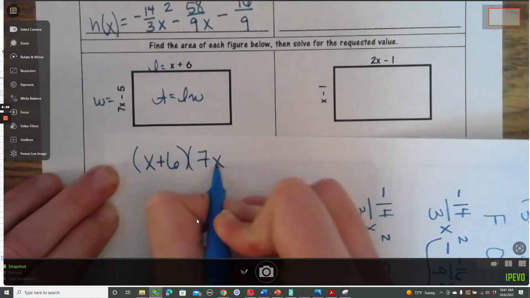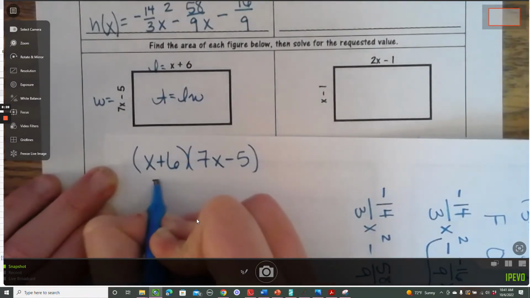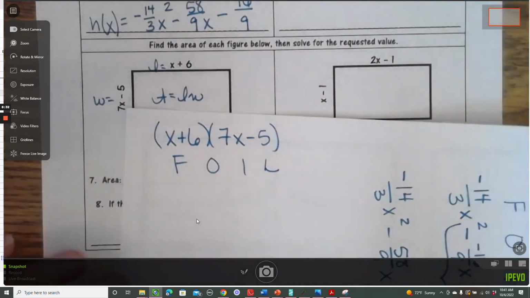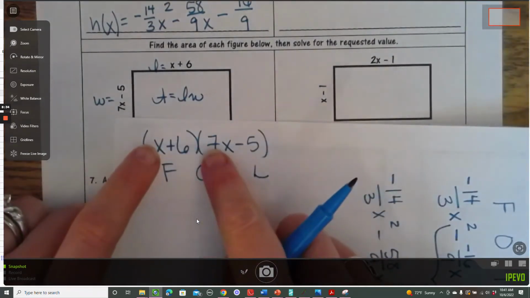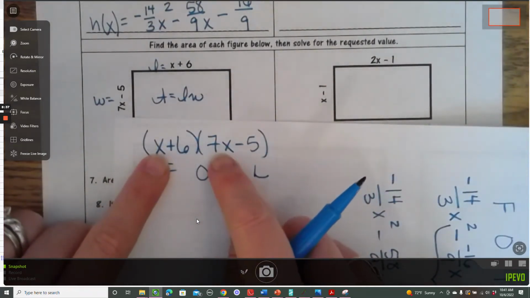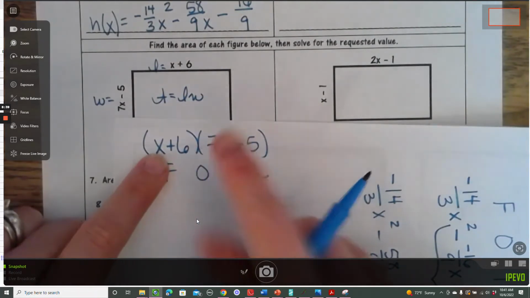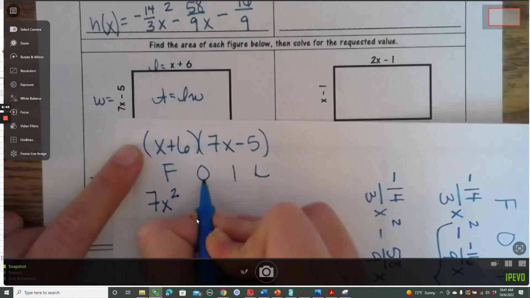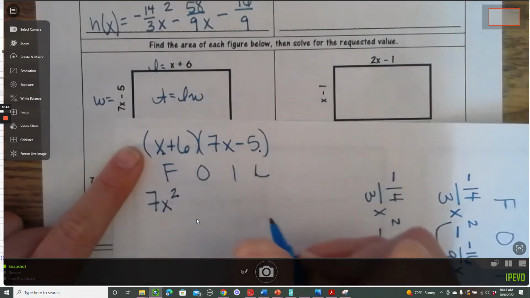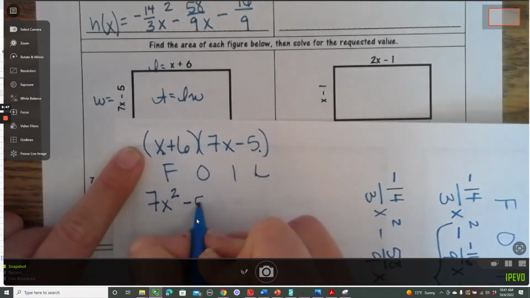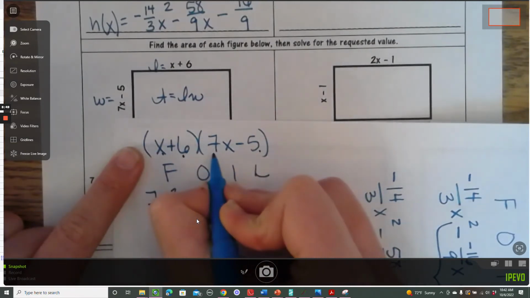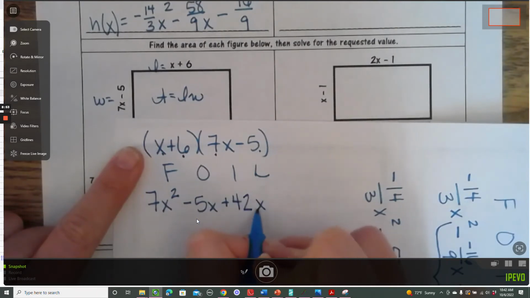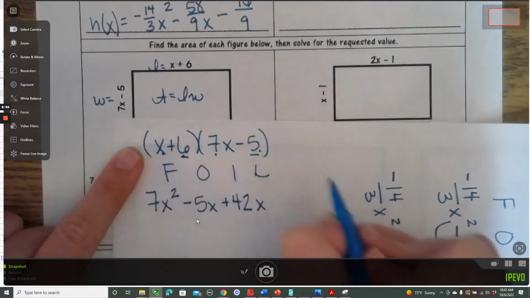All right, here we go. FOIL. And if you need to write that on your page so you make sure to catch all the pieces, do it. First, x times 7x is 7x squared. Outside, x times negative 5. Inside, 6 times 7x. Last, 6 times negative 5.